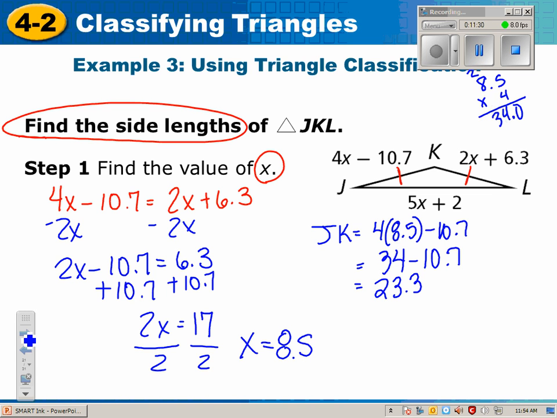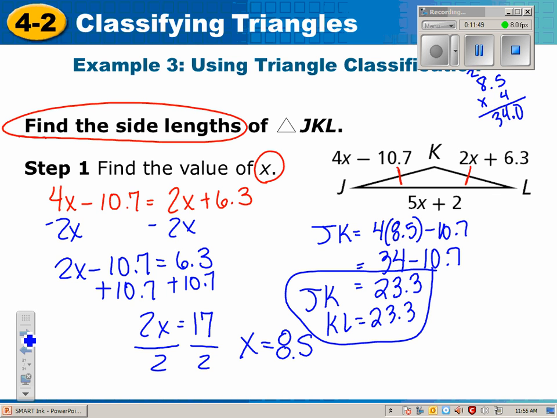Do I need to plug it back in for KL? No, because if JK is 23.3, we know that KL is also 23.3. We might want to, if we're taking a test and we have time, because then we can make sure we didn't make a mathematical error somewhere, because they should be equal. But if we don't have time, we don't have to plug it in. Now we just need JL.